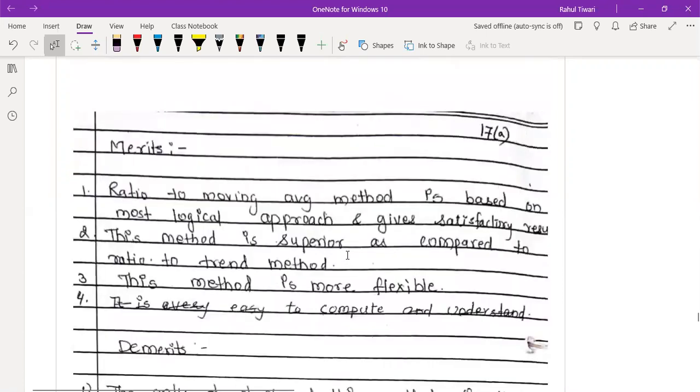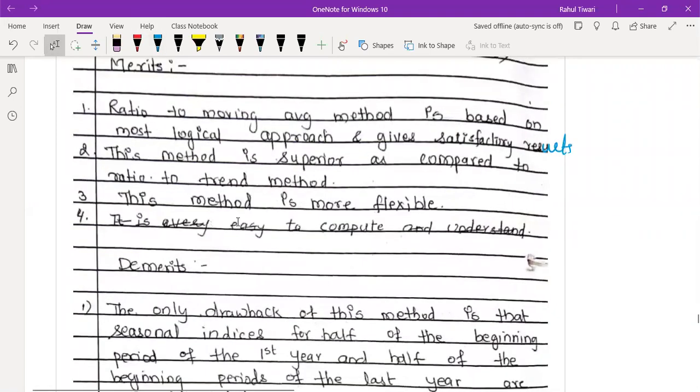And there are certain advantages and disadvantages. The ratio to moving average method is based on the most logical approach and gives satisfactory results. This method is superior as compared to the ratio to trend method, which we will study. This method, the moving average, is more superior as compared to trend, and it is more flexible.